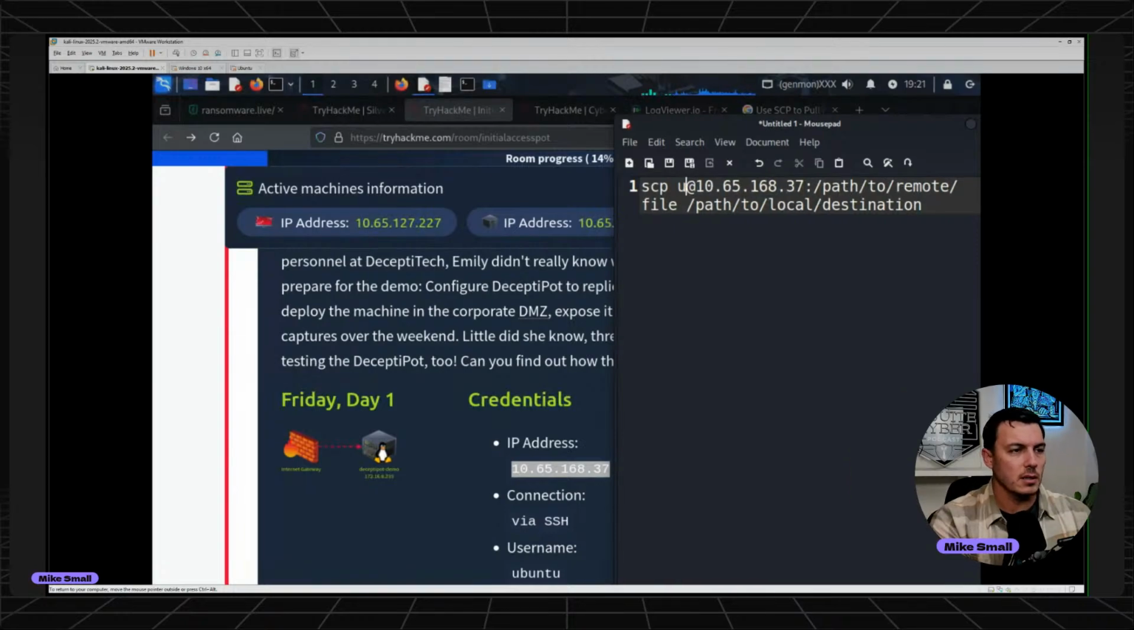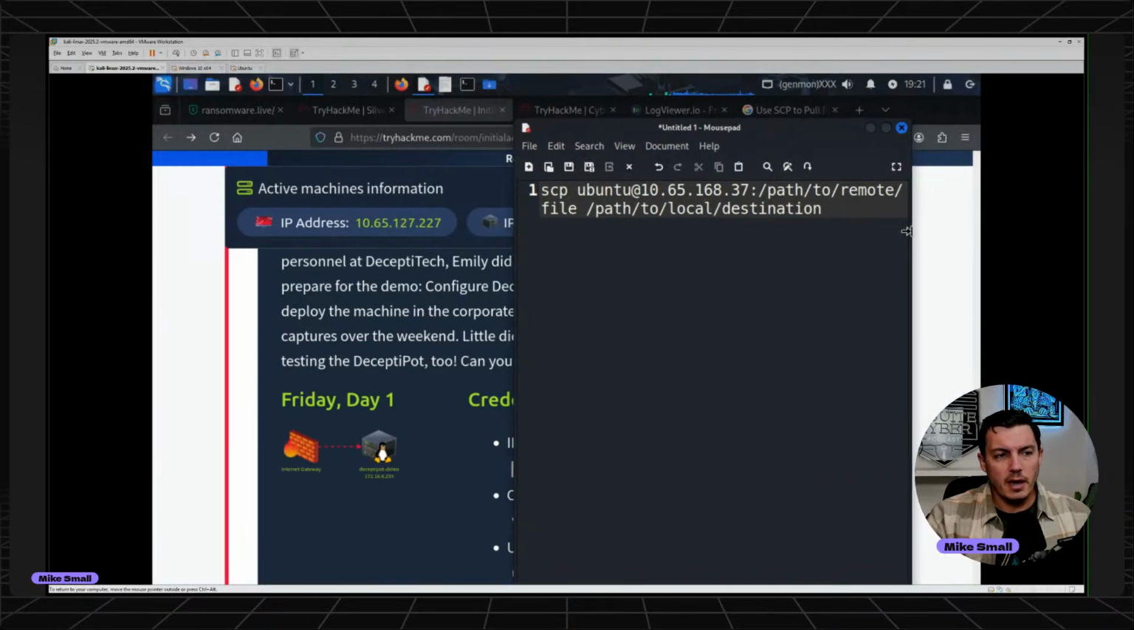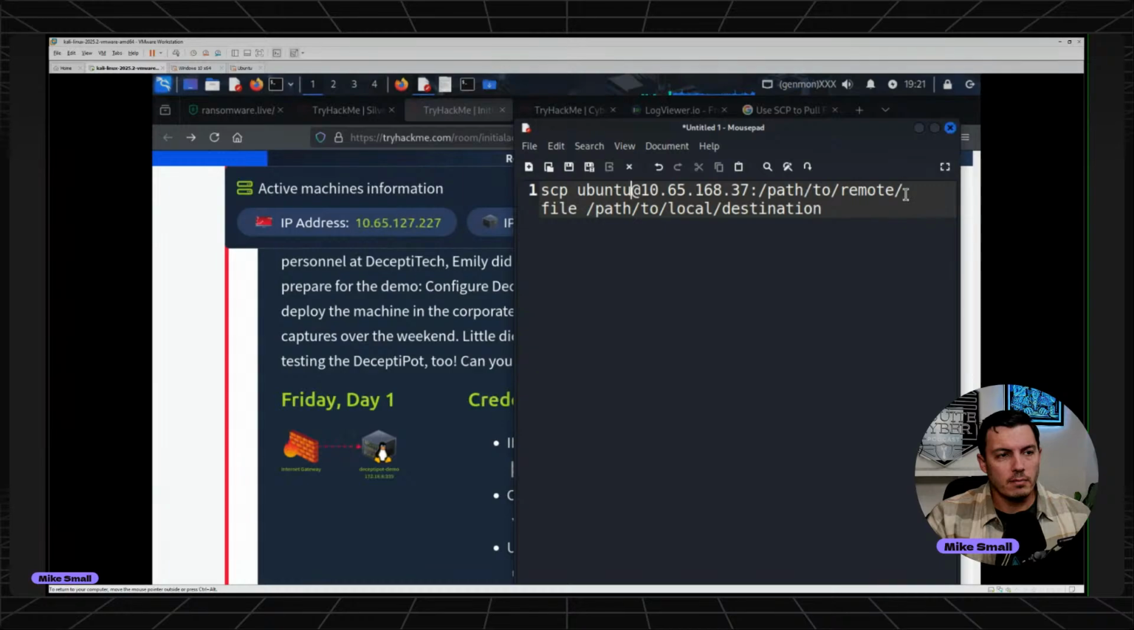So basically, this is SSH, but for file transfer. So it's a secure copy. So we're using essentially SSH to log into the system and pull a file. So pretty straightforward, and it does it securely. So it's not like FTP where you could actually see the traffic. This is all secure. So path to remote file.